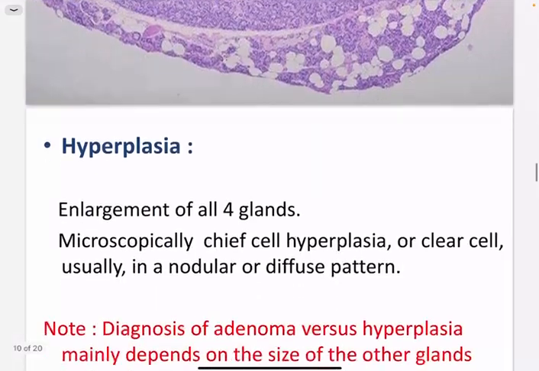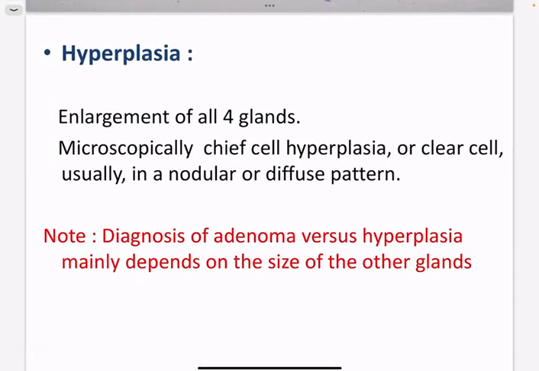The hyperplasia, enlargement of all four glands, is usually microscopically chief cell hyperplasia or clear cells in a nodular or diffuse pattern. Under the microscope we can't distinguish it much from the adenoma. When we take parathyroid adenoma and parathyroid hyperplasia, the adenoma, as we said, is confined to a single gland, but under the microscope both have chief cell proliferation, with no atypia and no obvious mitosis. So under the microscope the hyperplasia and the adenoma appear very similar to each other.